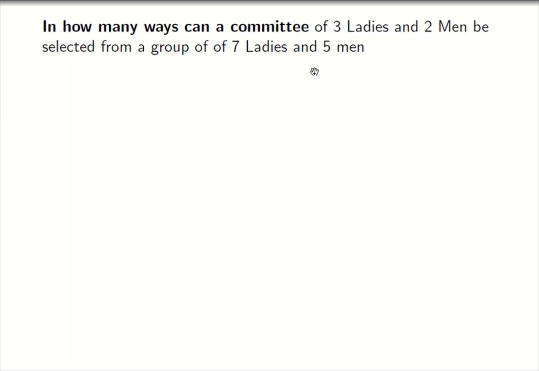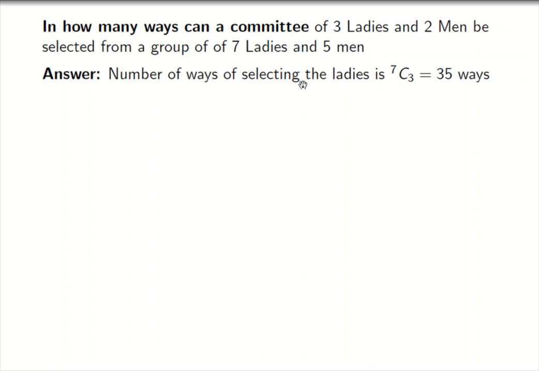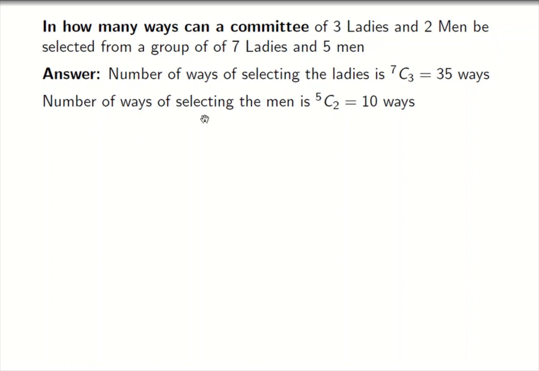But let's look at this. If I'm to select three ladies, you see the committee is supposed to be comprised of what, five people in all, three ladies and what, two men. Cool, right? Now, if I'm to select three ladies from seven of the ladies, what would be the formula? The number of ways of selecting the ladies is what? 7 combination 3, and that is 35 ways. Now, the number of ways of selecting the men is what? 5 combination 2, which is 10 ways.